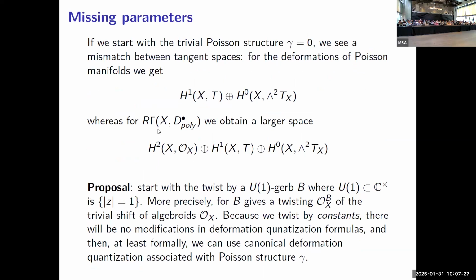So it's a nice conjecture, but you see that there's something wrong. There are missing parameters. You start with the usual method with zero Poisson structure, and in this situation, in my conjecture, there is a mismatch just on the level of the tangent space. On the level of the tangent space, you deform Poisson manifolds over dual numbers. The tangent space will be a direct sum of two pieces. First, H1 of the tangent sheaf, the deformation of your manifold, and H0 of the wedge square of the tangent sheaf, the deformation of your Poisson structure, which is initially zero. And when you consider polydifferential operators, quasi-isomorphic to polyvector fields, you also get an extra term, H2 of the structure sheaf times hbar, which responds to these jobs.